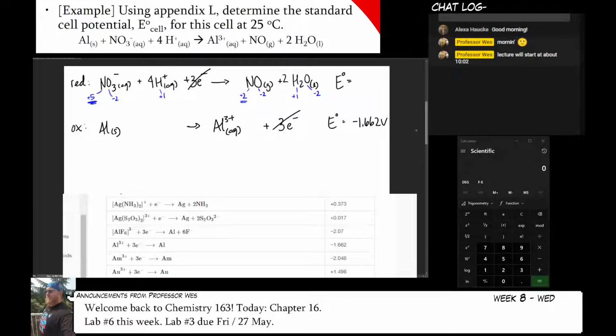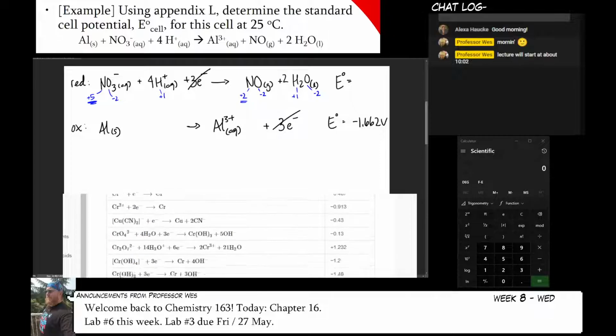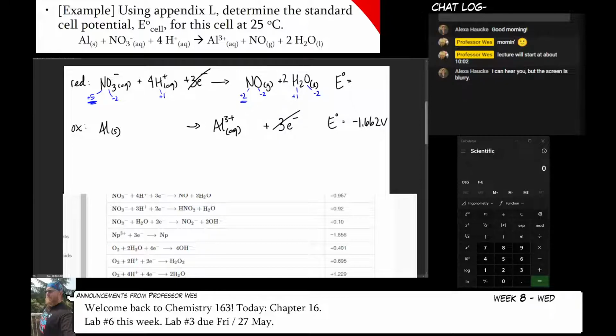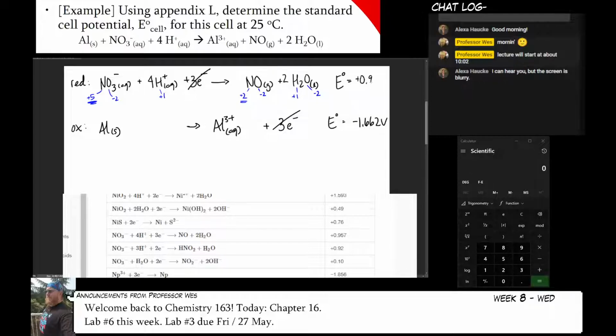All right, so there's the aluminum one. Now we have to look up nitrate and H+. So that's probably down here under the letter N. Yeah, there it is. NO3- plus H... wait, hold on. I want 4H+. There's a bunch of these, so you got to make sure you get the right one. There it is right there. So it's this one right here. So this is +0.957. Now, again, remember, even though this is an oxidation, I'm just copying the number out of the book because we're going to take care of that with our formula.